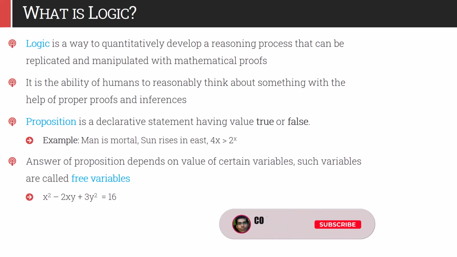The answer of a proposition may depend on the value of certain variables. Such variables are called free variables. Let us take the equation x square minus 2xy plus 3y square is equal to 16. The statement will be true, but only for a specific set of x and y, so the validity of this statement depends on the values of x and y. So x and y are called free variables.